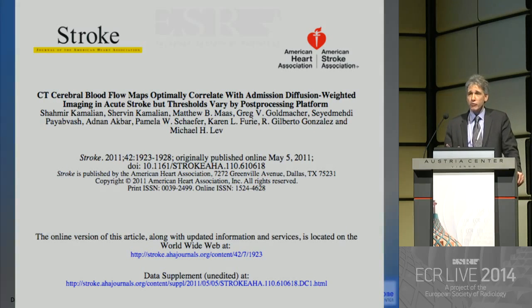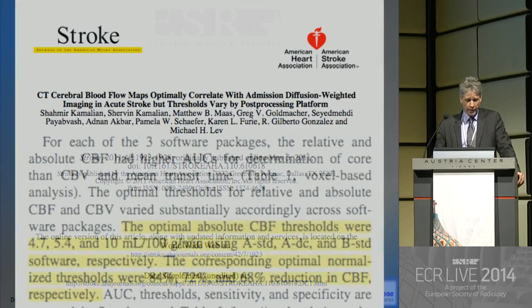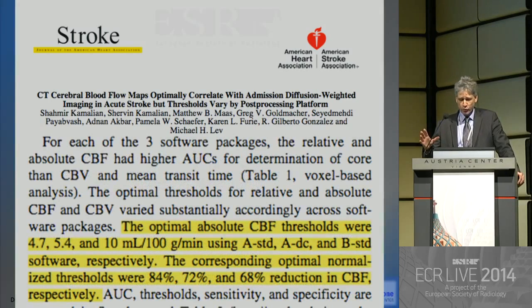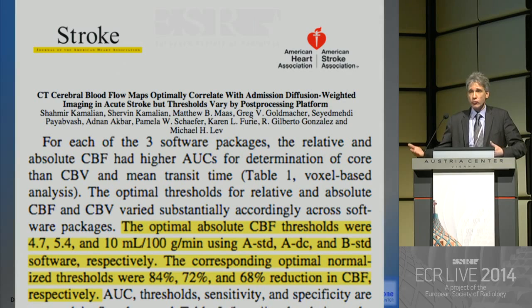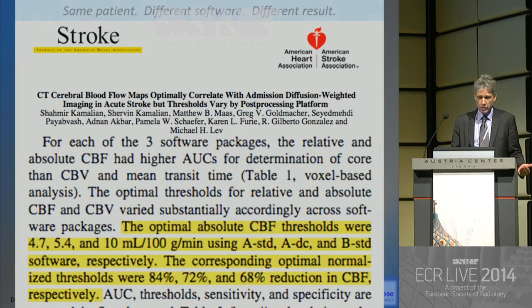We shouldn't be surprised by this because Kamalian et al. put out an article that concluded that the absolute cerebral blood flow thresholds, and this is in a real clinical trial, absolute CBF thresholds were 4.7, 5.4, and 10, and the normalized thresholds, 84%, 72%, and 68% reductions, relative from the abnormal side to the normal side, to determine the size of the infarct. 3 different vendors, same patient data, different results.